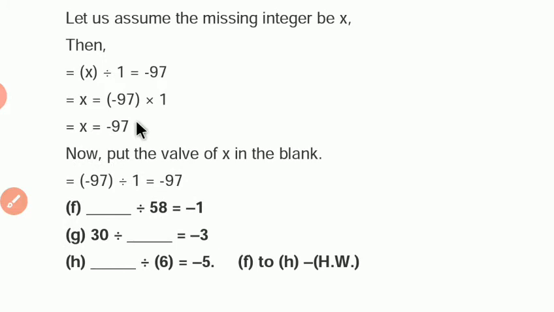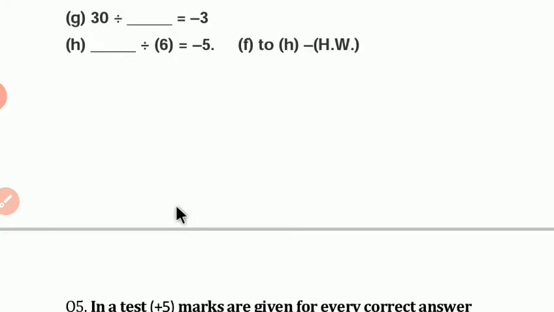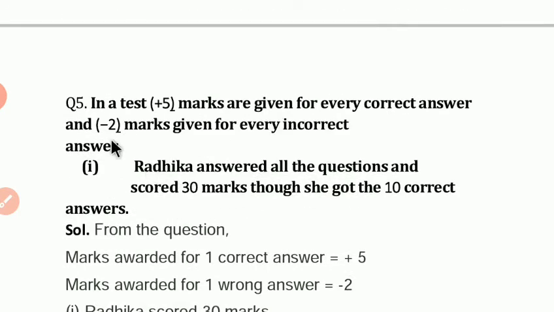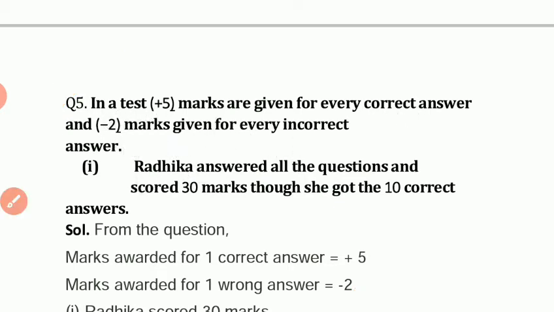Then question number F, G and H. These are your homework. Now question number 5. In a test, plus 5 marks are given for every correct answer and minus 2 marks are given for every incorrect answer. So first one, Radhika answered all the questions and scored 30 marks, though she got 10 correct answers. Here it is given.